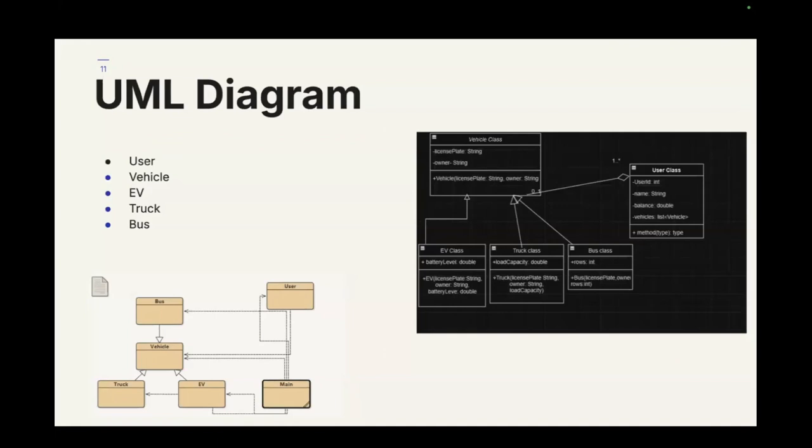And my part is for 5 classes, which are user, vehicle, EV, truck, and bus. And you can see the relationship between those classes. And basically, EV, truck, and bus are 3 subclasses of the vehicle class. And you can see the attributes with the private and public sign. And this is what it looks like in the BlueJ IDE.